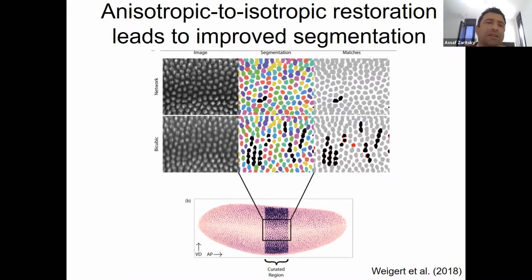And the same type of analysis looks at the post-processing. Eventually, we don't want just pretty pictures, we want to quantify them. So here you can look at the segmentation in three dimensions. Here you have a bicubic interpolation, which is basically trying to improve the quality of the image computationally with a simple analytical improvement. And here is the output of the network. Using the same segmentation algorithm, we get much nicer results with the network outcome. And the black here are matches that are lost compared to the ground truth.